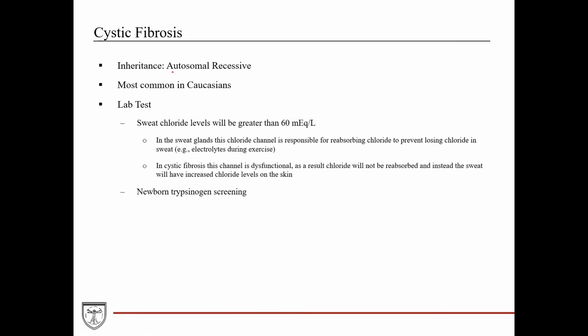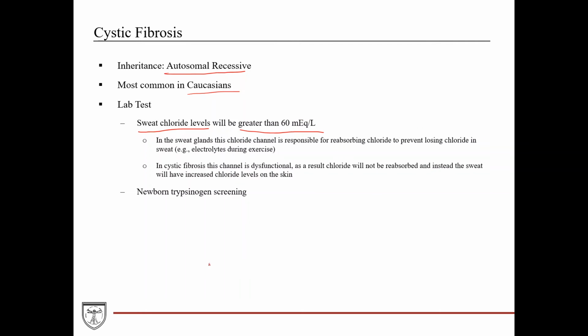The inheritance for cystic fibrosis is autosomal recessive. It's most commonly seen in Caucasians, particularly people that have Northern European descent. Lab tests to diagnose this. So the famous one is sweat chloride levels. The definition is greater than 60 milliequivalents per liter.